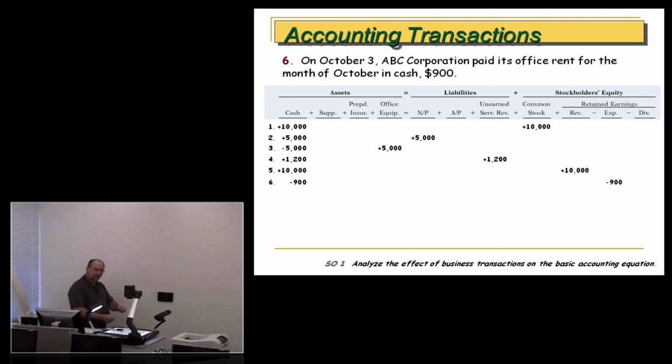So we paid cash. Cash is an asset. It decreased. Expenses decrease retained earnings, which is stockholders' equity. Okay? So we paid cash, we record an expense, and equity goes down, and we remain in balance.